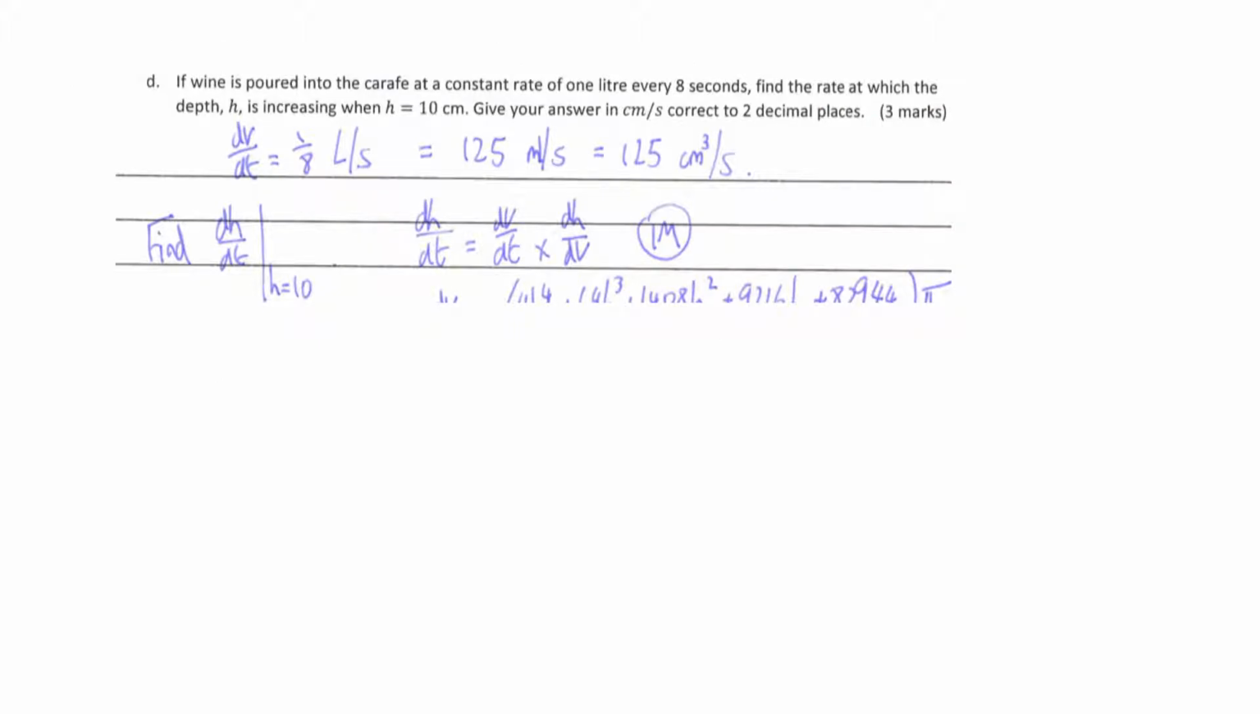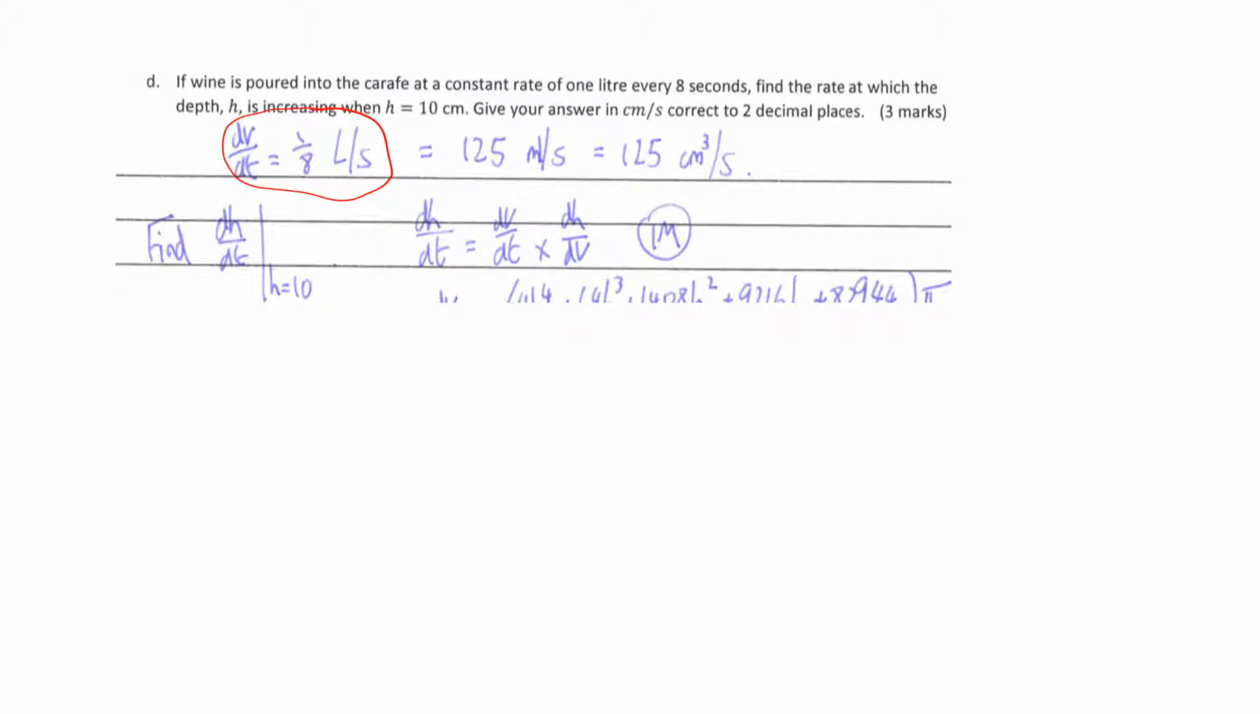Okay, part D was not done all that well, actually. Some people got partial marks. Those of you who recognized that this was a related rates question got at least partial marks, but it wasn't done as well as what I would have liked. So what we have in this situation is wine being poured into the carafe at a constant rate. Every 8 seconds that passes, 1 litre enters. So in other words, the rate of flow is 1/8 of a litre per second.